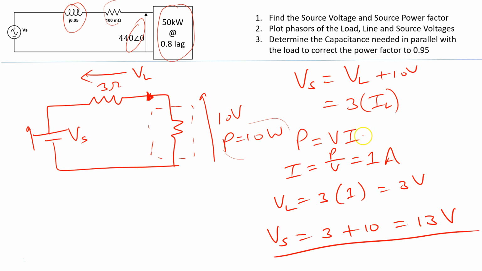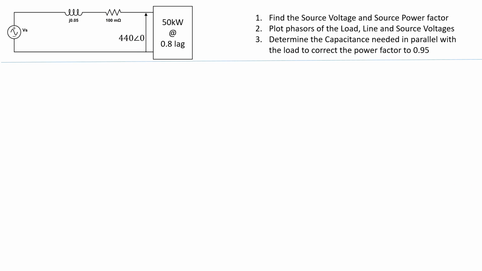In that first we had to determine the current, and we determined the current by looking at the equation for power. Once we have the current, we multiply by the resistance of the line or the impedance of the line to get the voltage, and then I sum them to get the source voltage. So I'm going to do exactly that now, except I'm going to do it with my AC circuit.